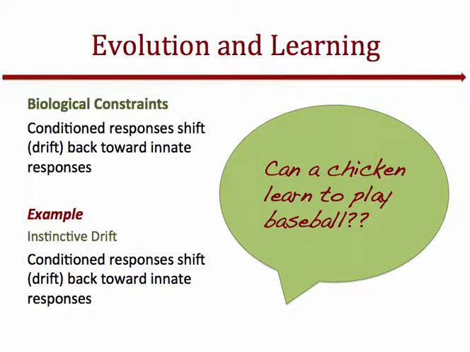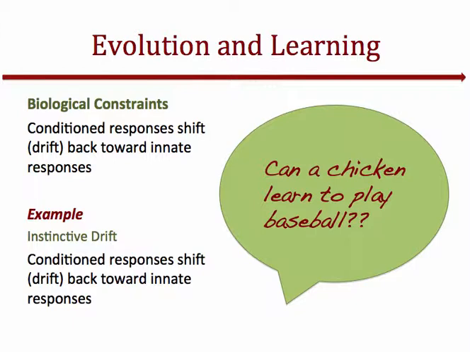It's a very strong form of learning. And finally, there are also certain biological constraints on learning. That is, as I mentioned, we have this evolutionary history of engaging in certain behaviors. And because we have this evolutionary history rooted in our genetics, sometimes when we're trying to teach other behaviors that are contradictory to the biological predispositions that we have, we sometimes see a phenomenon known as instinctive drift. This is when conditioned responses shift back toward innate responses.